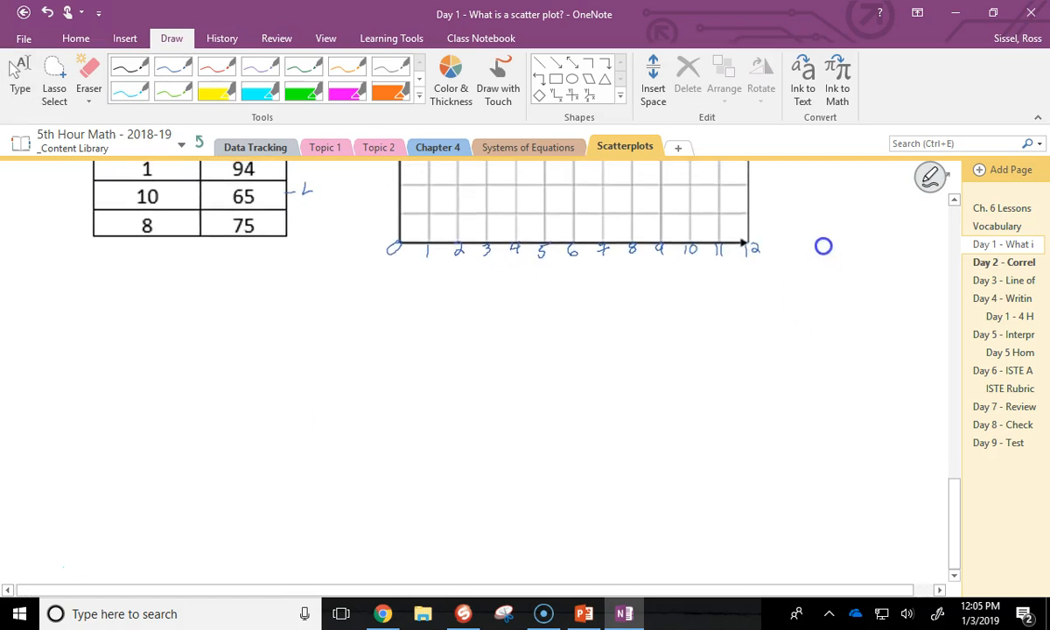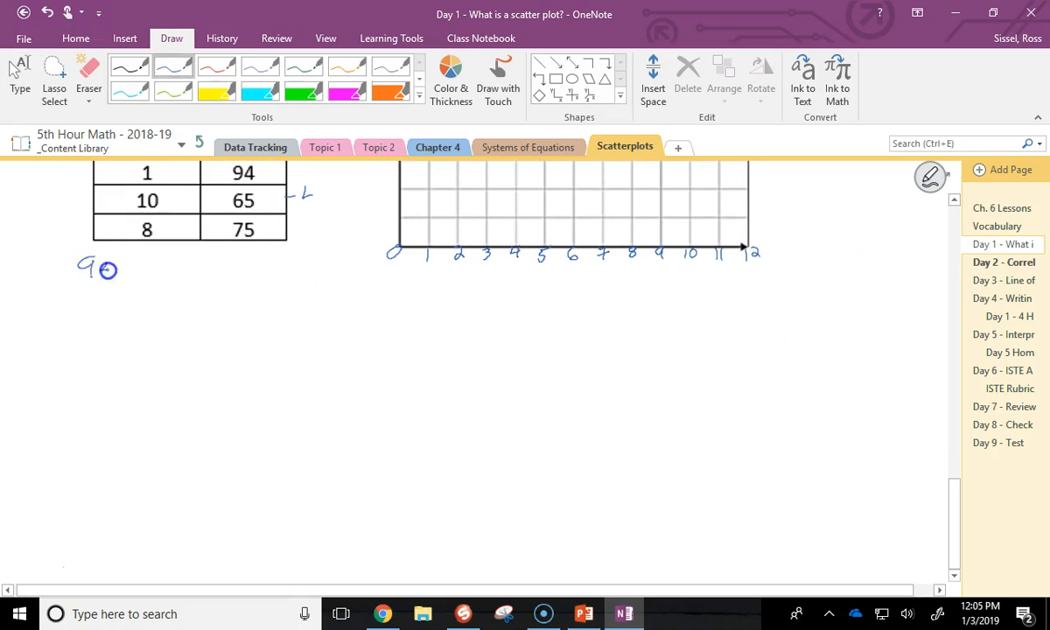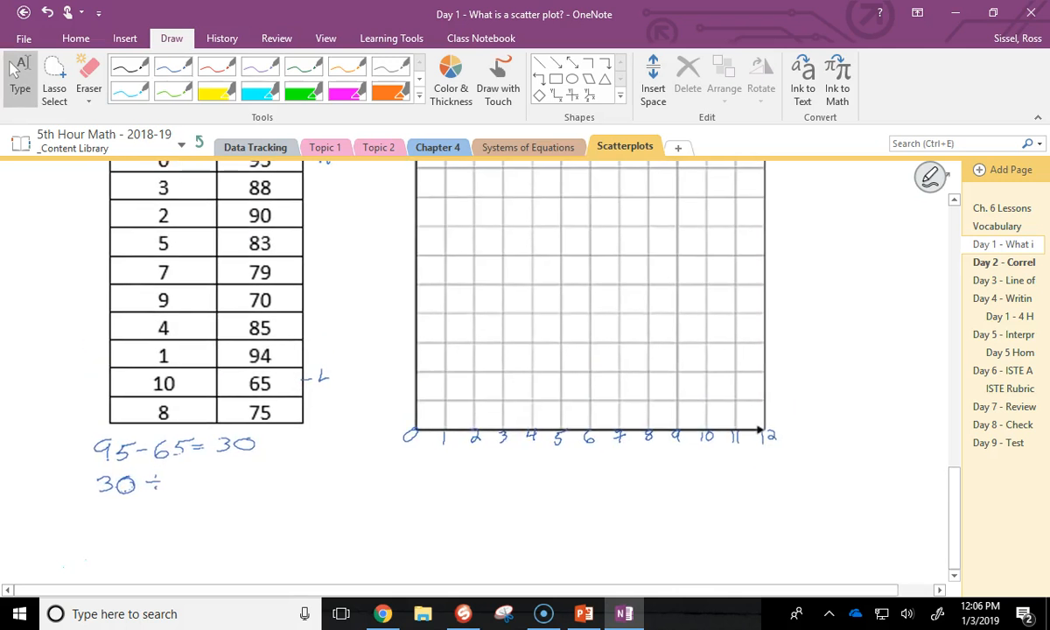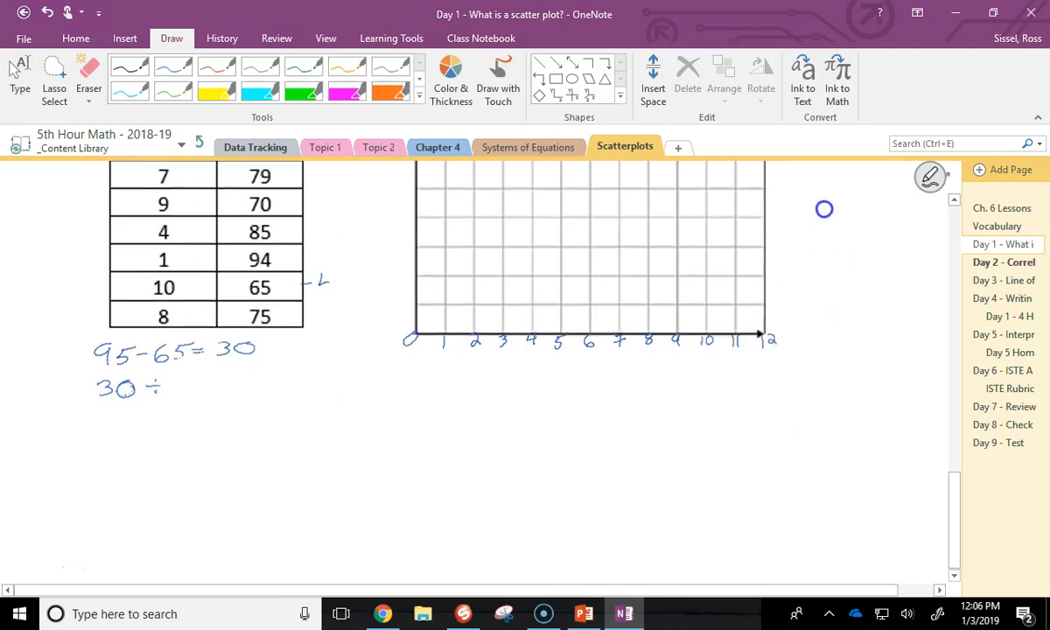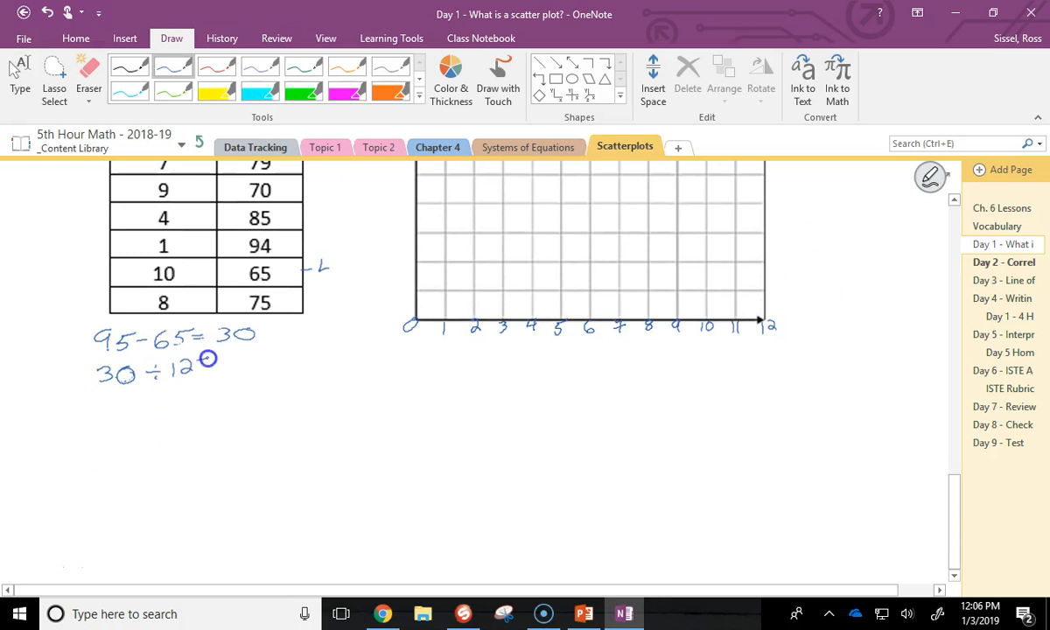So here's what we're going to do to find what my scale should be on my y-axis. Underneath, I'm going to show my work here. I'm going to say 95 minus 65, which equals 30, right? My range is 30. If you ever have to find the range of any set of data, it's just the biggest number minus the smallest. So my range is 30. I then take that range, and I'm going to divide it by how many lines do we have available? We still have 12, because this is a 12 by 12 grid. So we need to do 30 divided by 12.